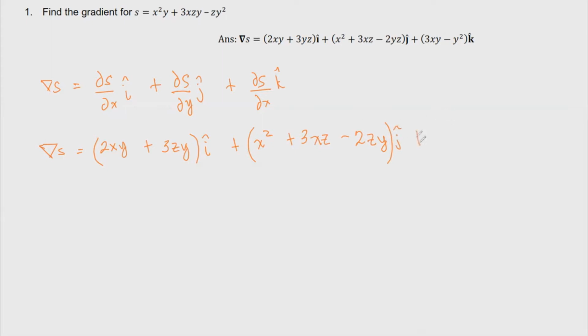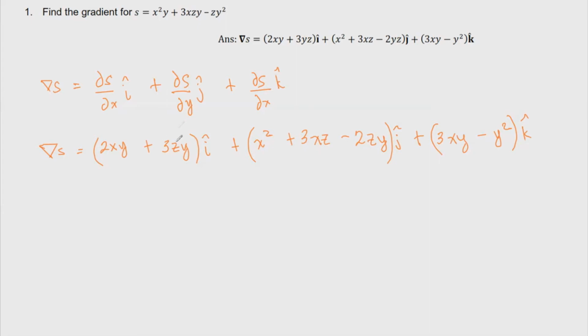And then we add the last one for z. So we don't have any z in the first term, but for the second and the third one we have. So we have here 3xy, I think, and then minus y squared, and then we have k hat. So in this case, we have this term in the x direction, this one in the y, and this one in the z direction.